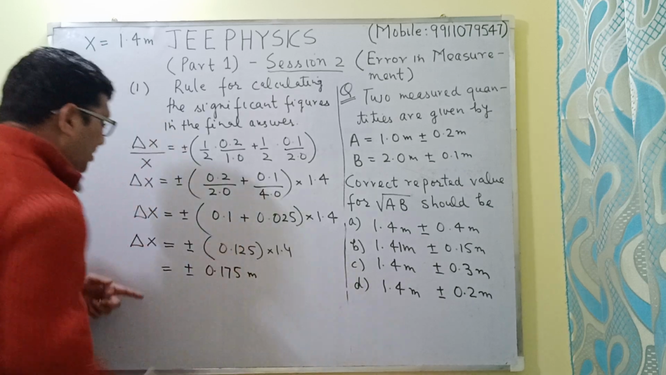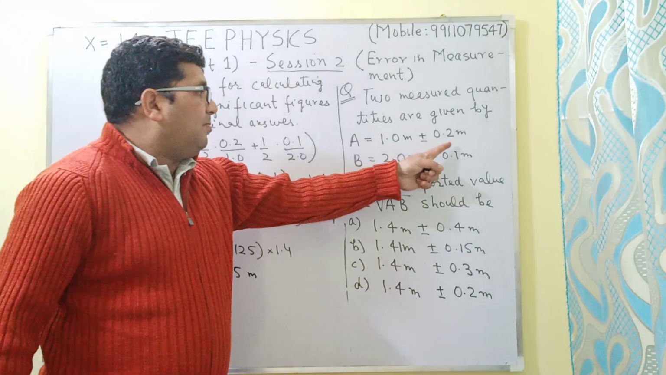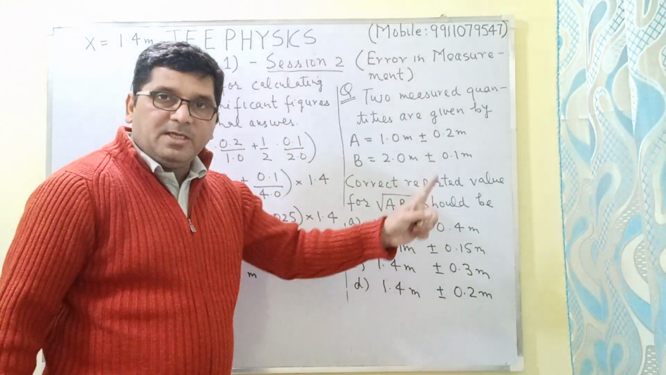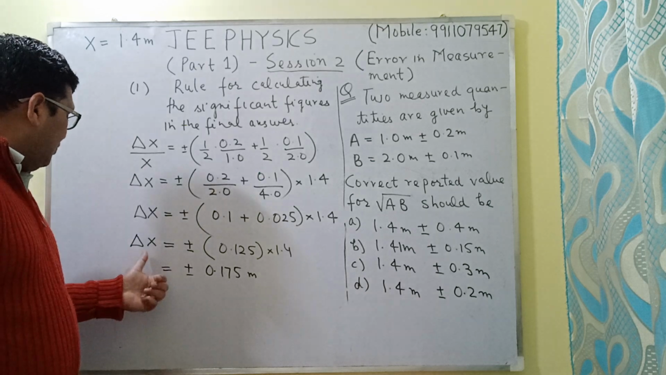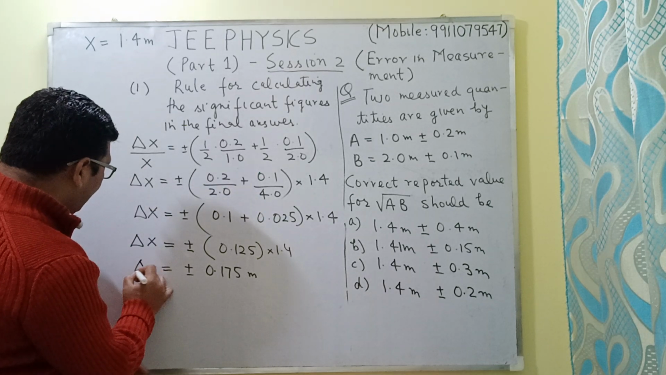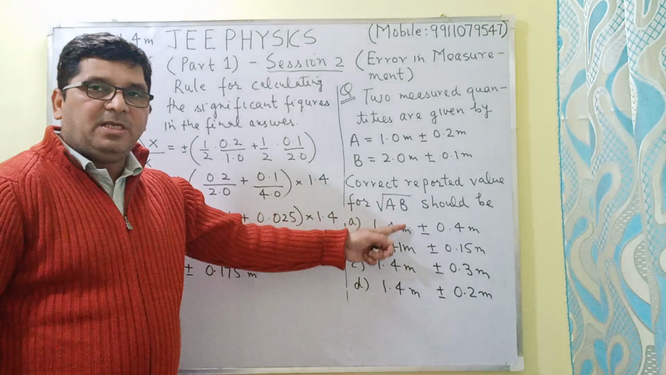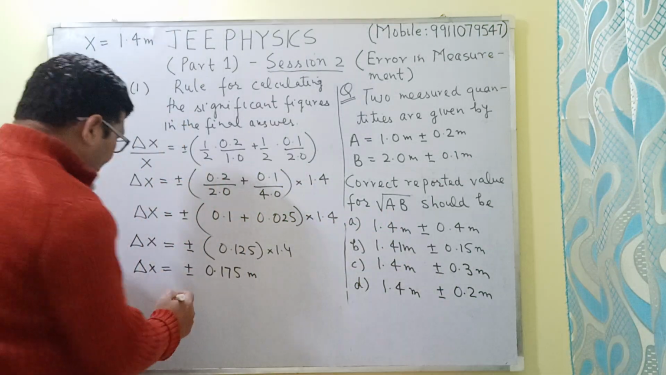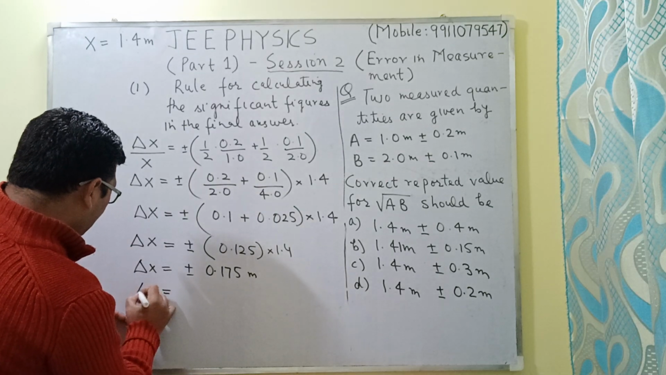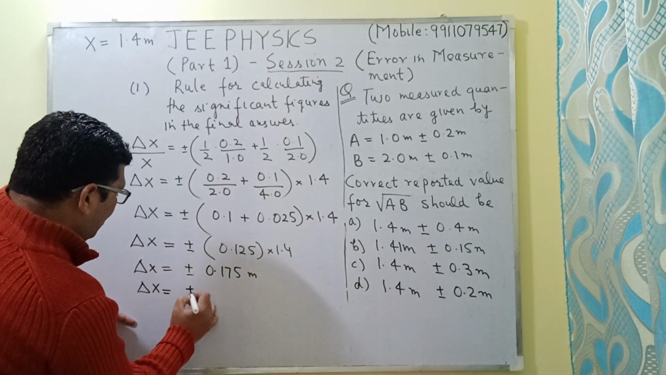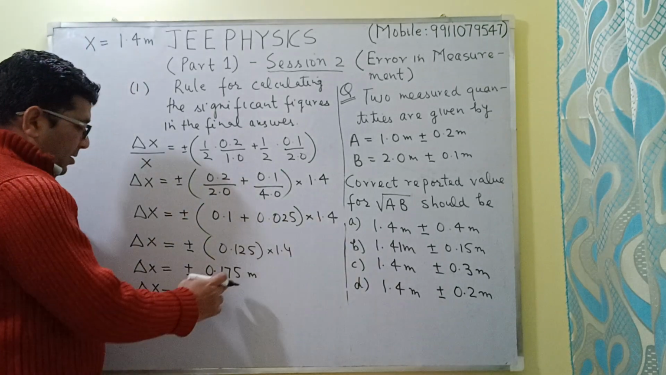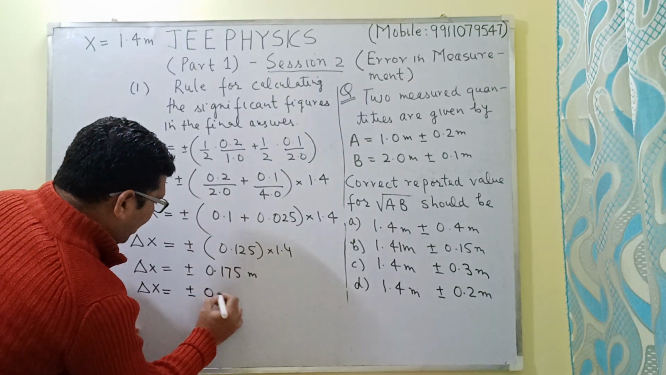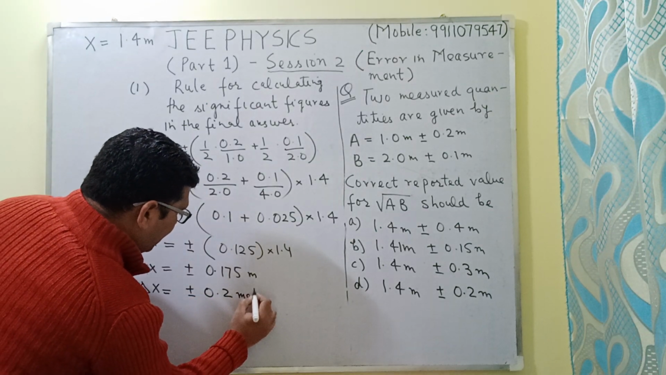plus minus 0.175 meter. Now, since the number of significant digits in the absolute error of A and B is 1, therefore we have to find the absolute error in the measurement of under root AB in one significant digit. So delta x will be equal to plus minus 0.2 meters.